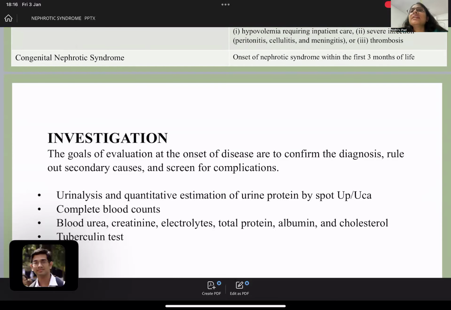And then there is congenital nephrotic syndrome. Congenital nephrotic syndrome is a nephrotic syndrome which occurs within the first 3 months of life, and you do not need to know much about it except that it is mostly genetic in nature. One of the organisms that can cause congenital nephrotic syndrome is syphilis. Syphilis can cause congenital nephrotic syndrome in a baby. Other than that, it is mostly genetic, and it is not treated by steroids, it is usually treated with ACE inhibitors.